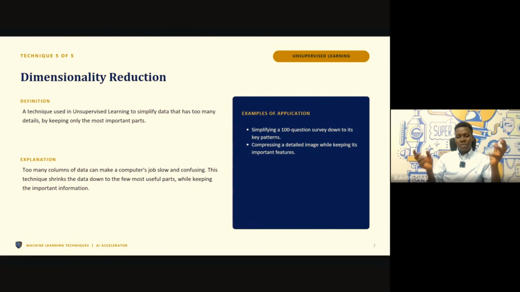So an example of application of this is simplifying a 100-question survey down to its key patterns, or compressing a detailed image while keeping its important features so that the image is not going to have a large file size.